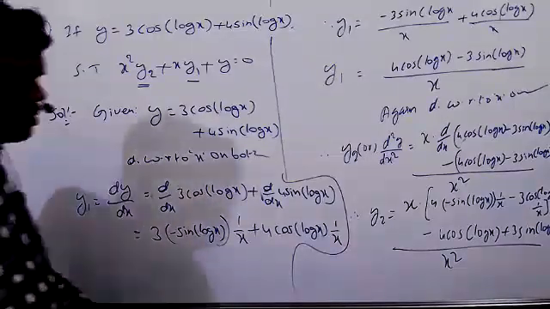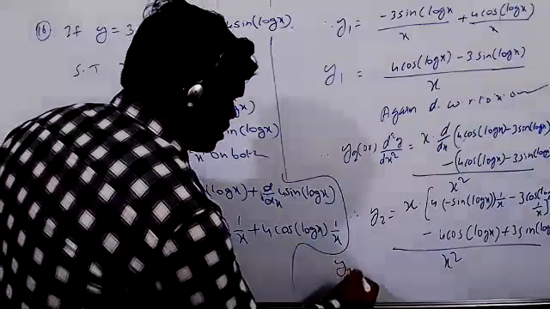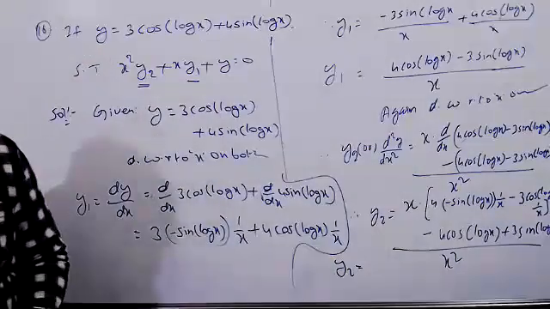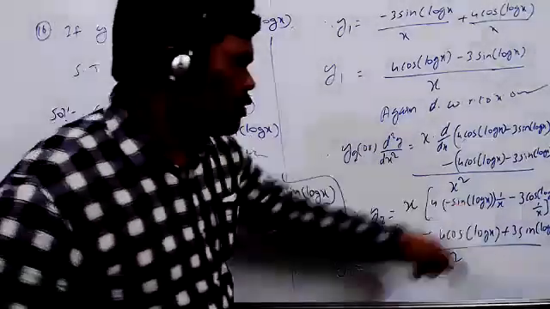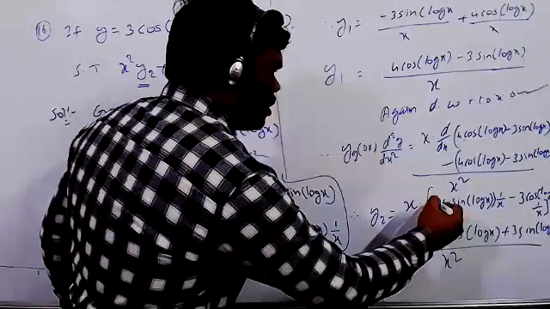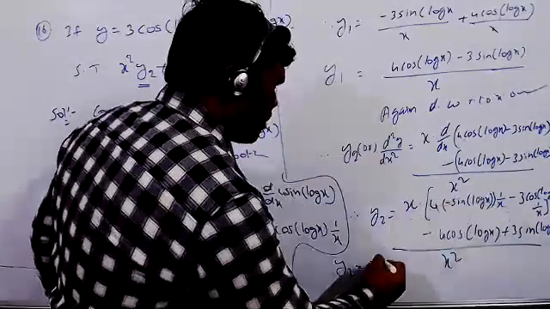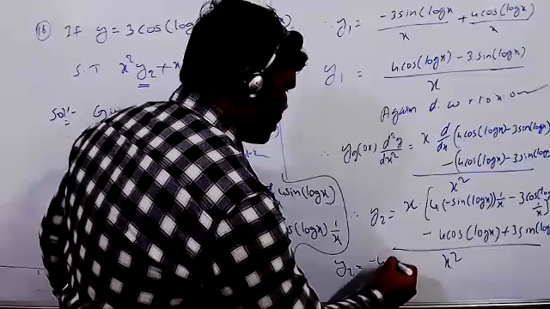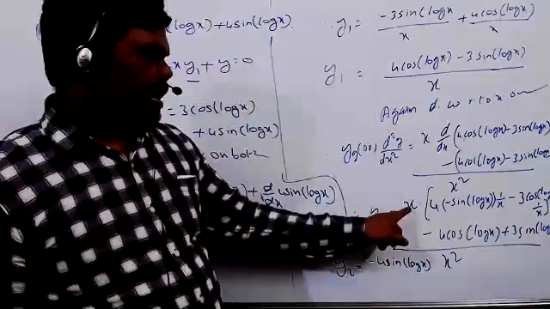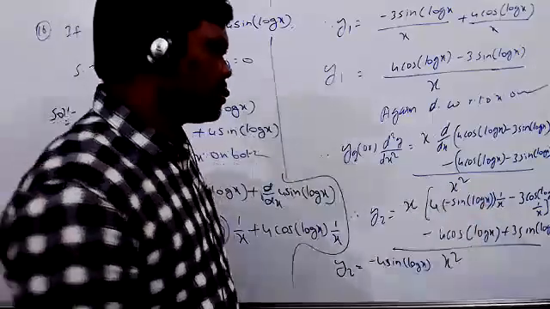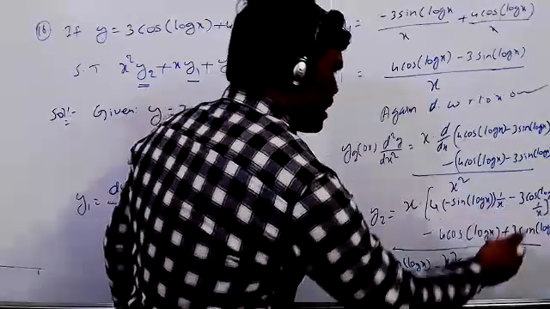Write down now, here one step. So y2 equal to, here x into this value, x and x will be cancelled. So 4 into minus, you can write now minus 4 sin of log x, again plus into minus, and x and x will be cancelled.